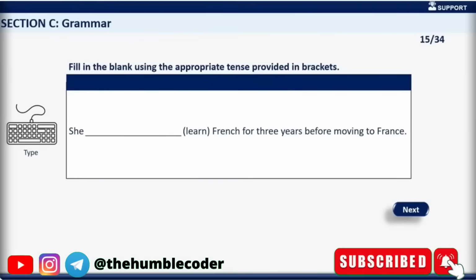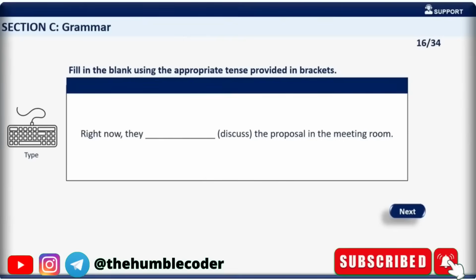Fill in the blanks with the appropriate tense that is provided. So we have a word and we have to use that word in the correct tense. The question is, she dash French for 3 years before moving to France. The word is learn. The correct answer for this question is going to be, she had been learning. She had been learning French for 3 years before moving to France.